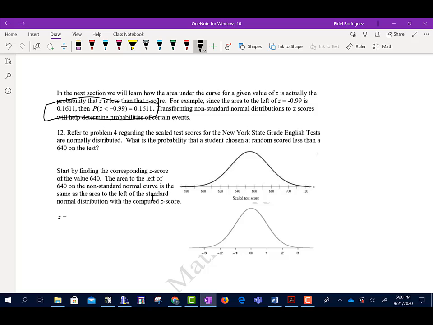Okay, it says, refer to problem number 4 regarding the scale test scores for the New York State Grade English test, which are normally distributed. What's the probability that a student chosen at random scored less than a 640 on the test? So remember what we're going to do here. We're going to do x minus mu divided by the standard deviation, right? Okay, so we did this earlier.